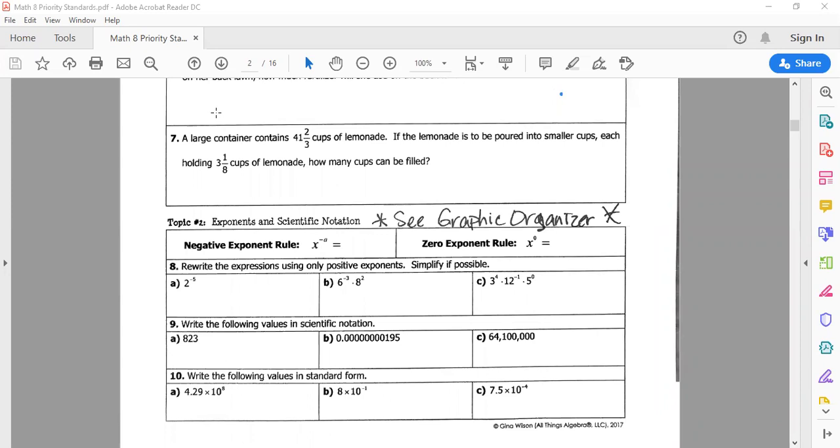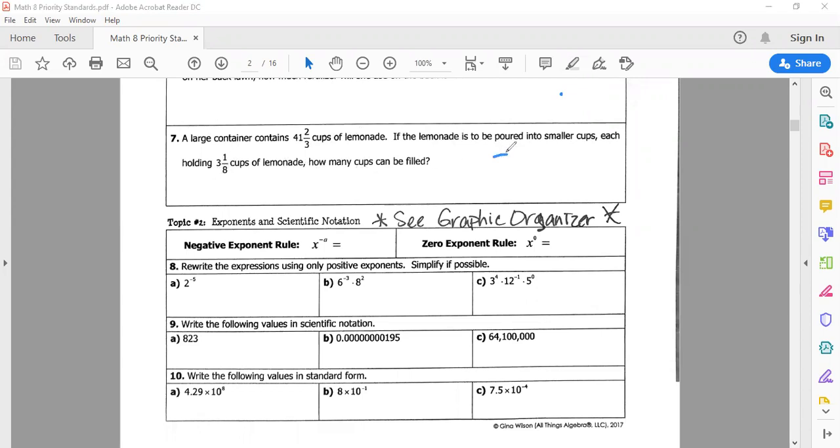All right, as we get started again here, number 7: a large container contains 41 2/3 cups of lemonade. If the lemonade is to be poured into smaller cups, big being separated into smaller cups, that's going to be a division problem. And each cup is going to hold 3 1/8 cups of lemonade. How many cups can be filled?